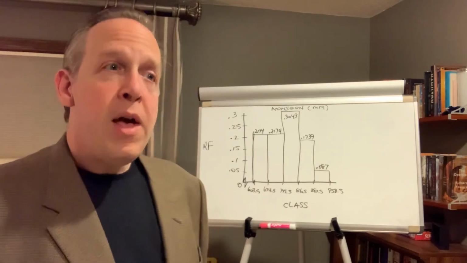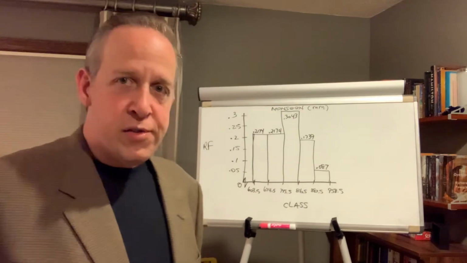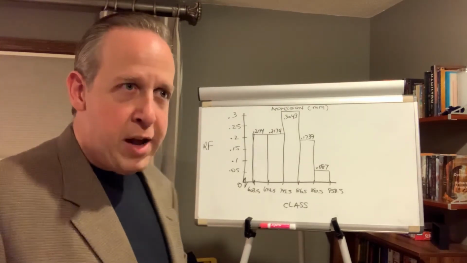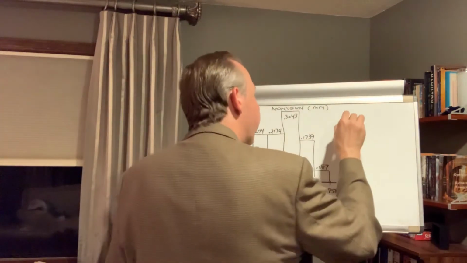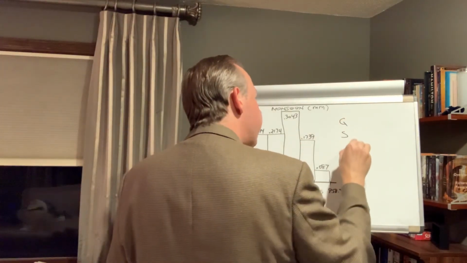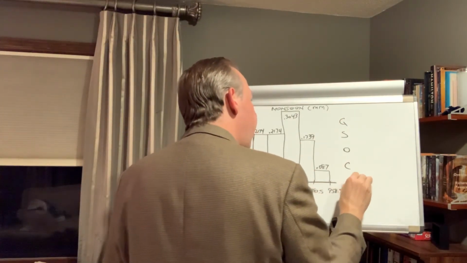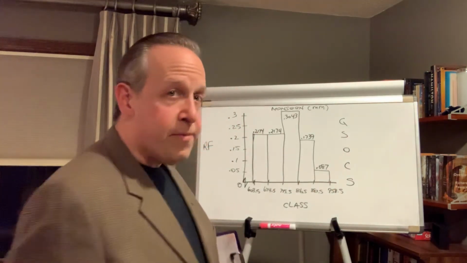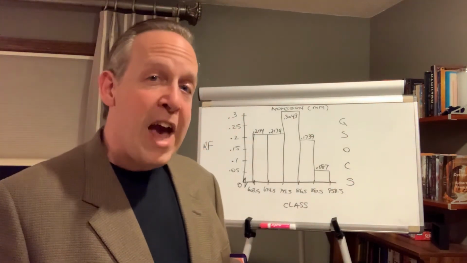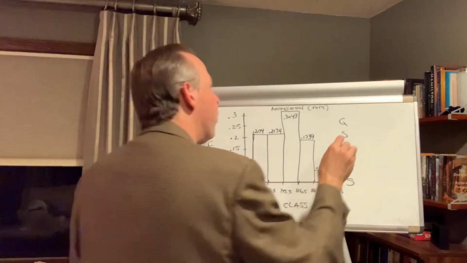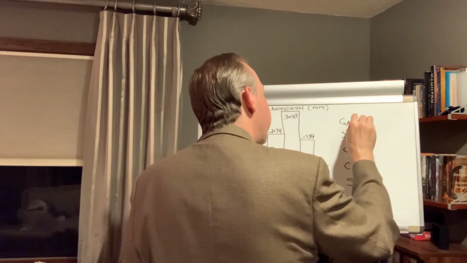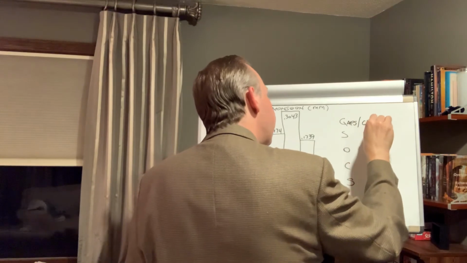Okay, now distributions can be described, and usually the mnemonic we think about is GSOCS. Okay, GSOCS. It's a mnemonic device. The first letter G stands for gaps. Oftentimes we also say gaps or clusters. So we're looking at the data. Are there any gaps or clusters in the data?